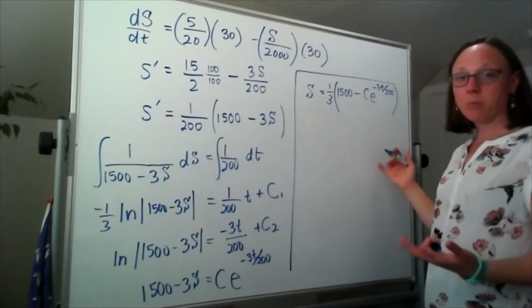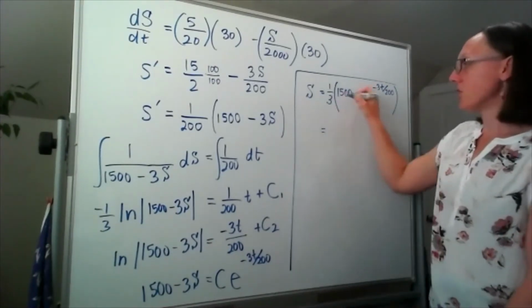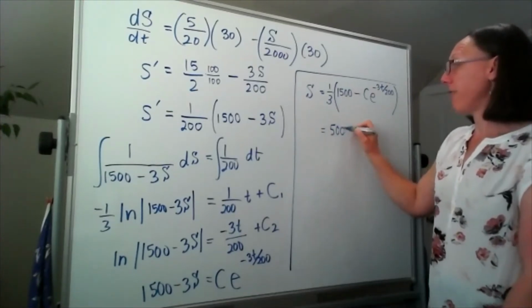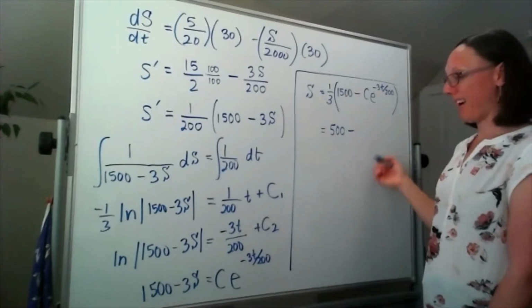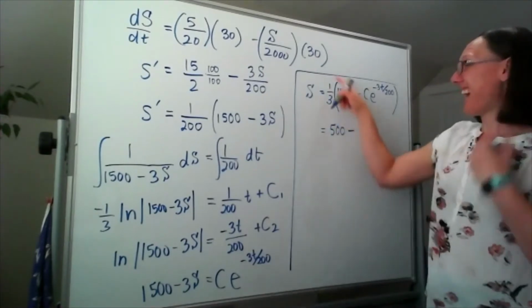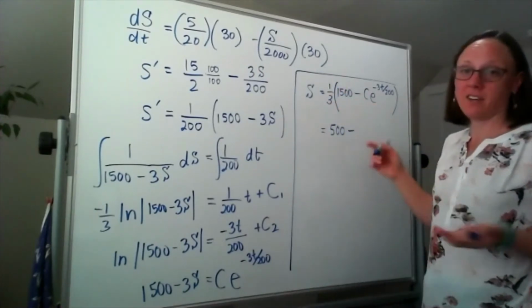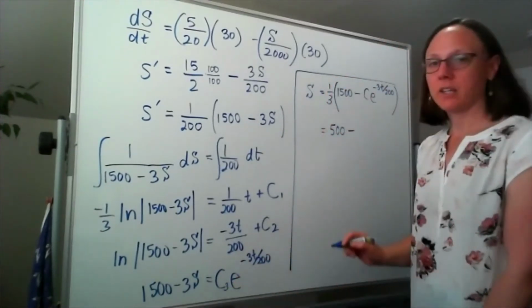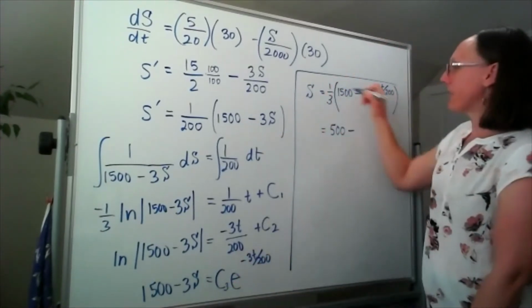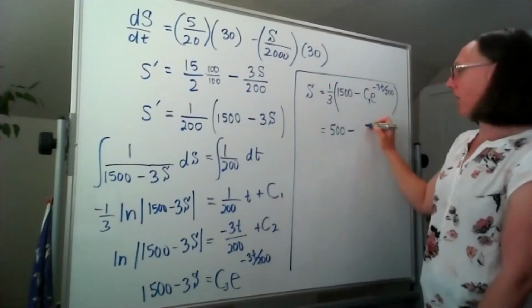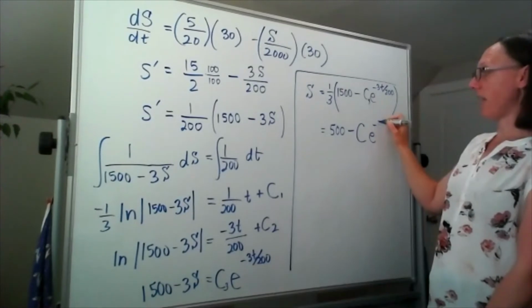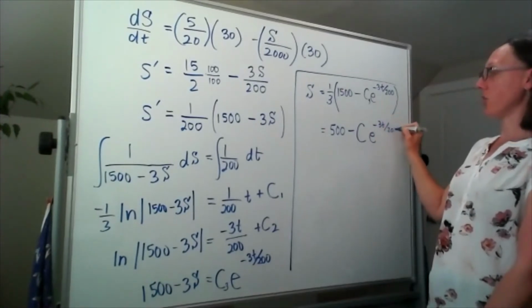And we can keep cleaning this up. I can distribute the 1/3 in to have this say 500 minus, and I guess 1/3 times a constant is still a constant. So let me come back and call this C3, so that when I multiply by 1/3, that'll be my final C, e to the -3t over 200.